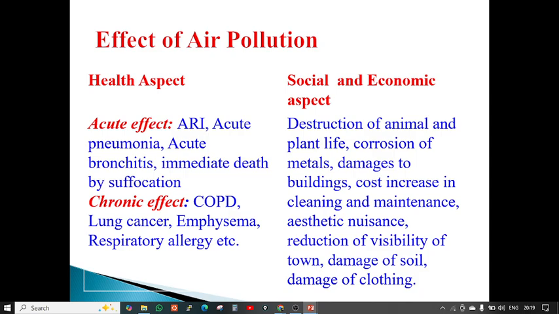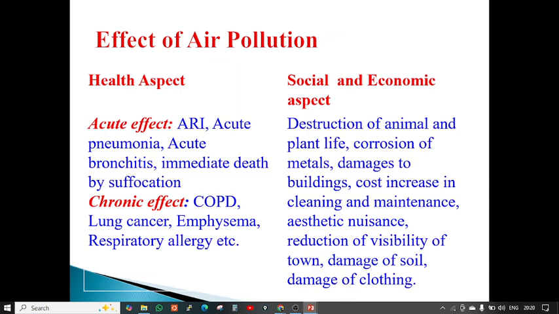In the short term effect, you just feel suffocation, immediate headache, and even immediate death by suffocation. You are not getting any oxygen when you inhale carbon monoxide or sulfur dioxide, all these gases, and then immediate death can happen due to suffocation. But with chronic effect, when you inhale these pollutants for a long time, it can cause cancers, and slowly you die, or it can cause various serious health effects that cannot be cured. That is lung cancer, emphysema, or respiratory allergy, etc. These are the two types of effect due to air pollution.